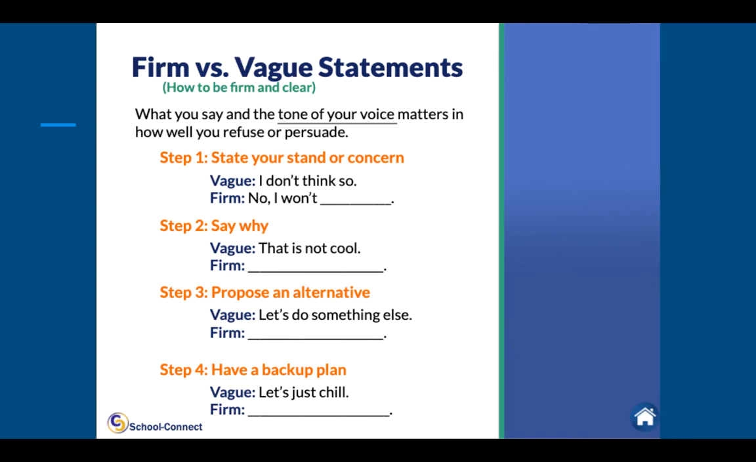So once you go back to the four different steps of stating your concern, say why, propose an alternative, and have a backup plan, make sure you're always firm with it. If you're kind of vague, that leaves a chance of things not working.